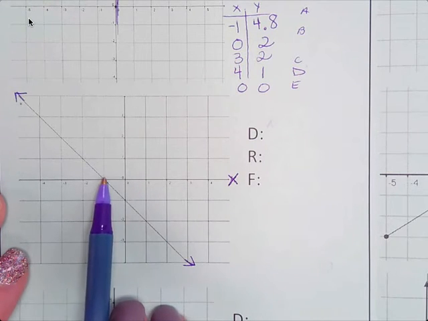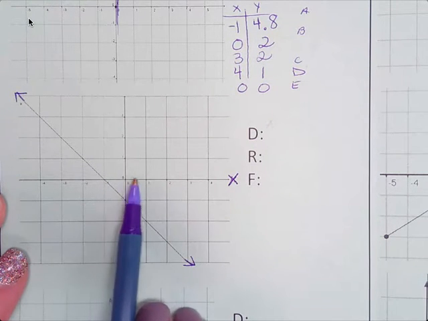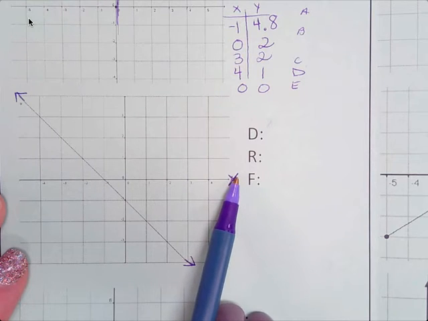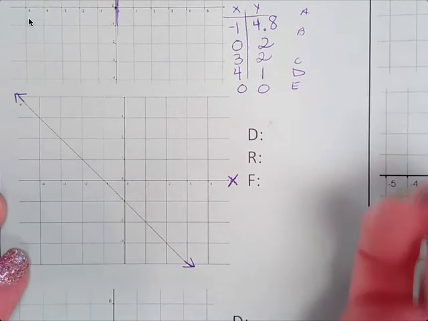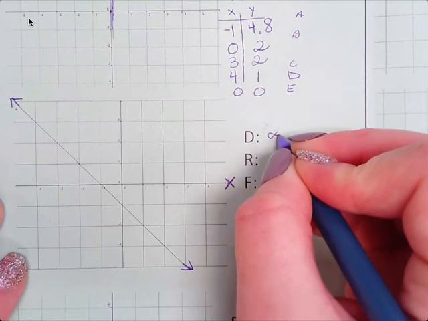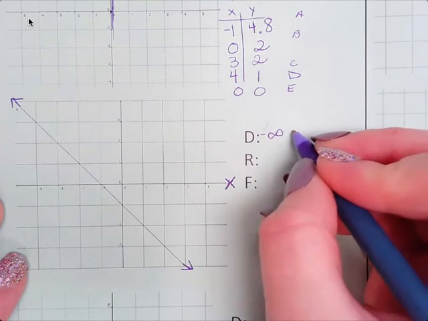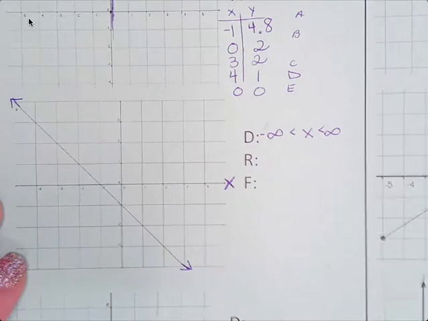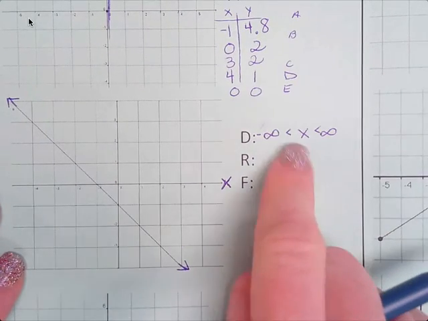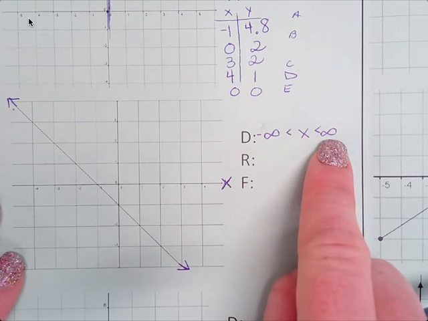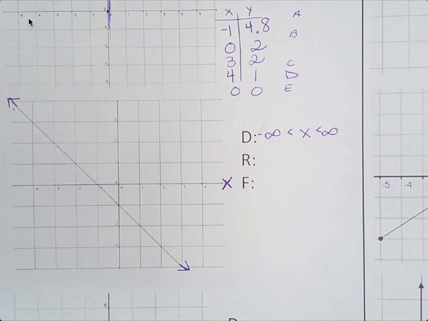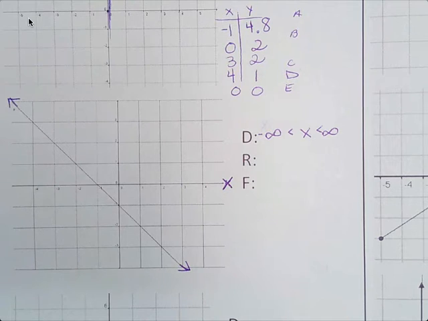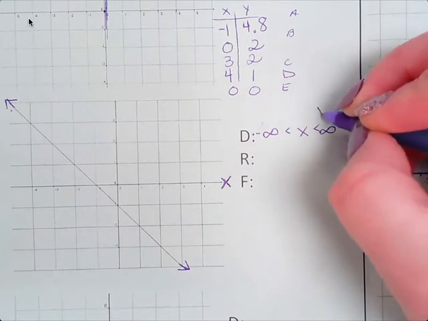What about the x values starting at the origin going to the other side? Infinity. So this is negative infinity is less than x is less than infinity. That means that x is between negative infinity and infinity. You with me? This could also just be written as all real numbers.